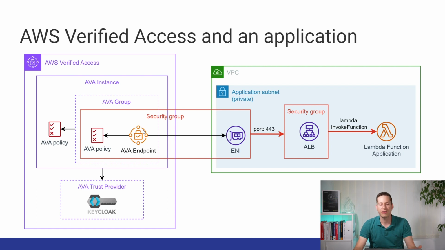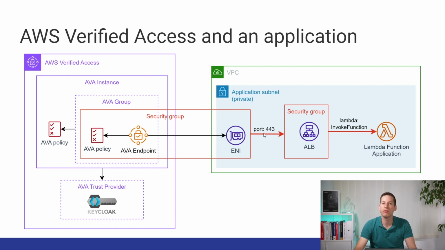So how verified access works: it is connected with the publicly available trust provider that we have seen in the previous slide, Keycloak in this case. And verified access is going to create an ENI within the private subnet, managed by AWS or by verified access. And that's how it is going to connect to the private load balancer that we have in front of the application. This VPC does not have any connection to the internet. It's just verified access that creates a connection in the background.